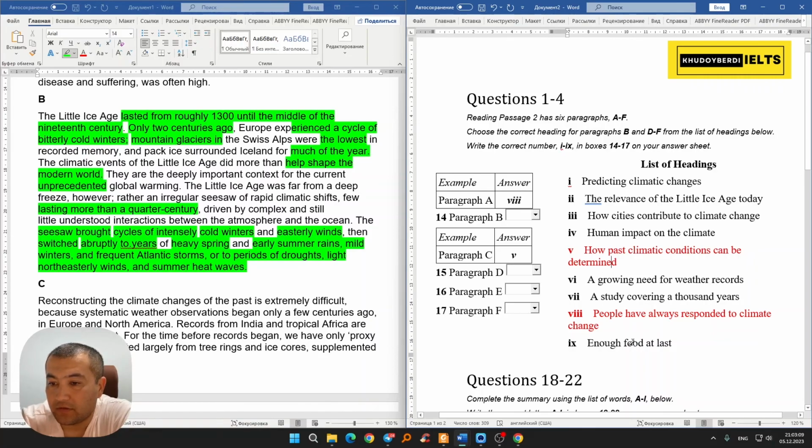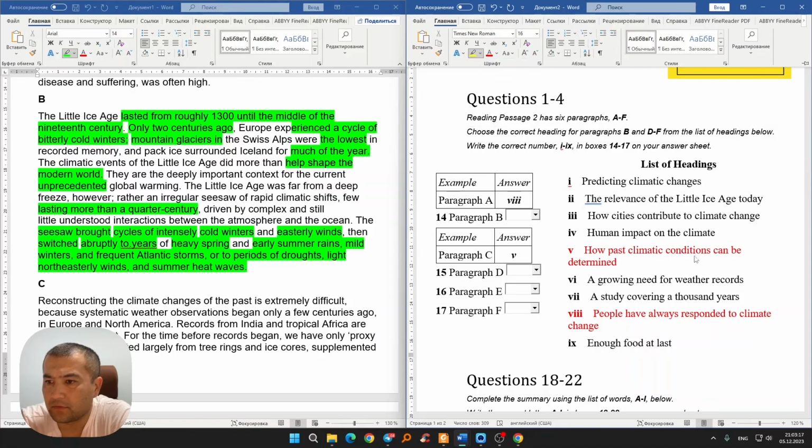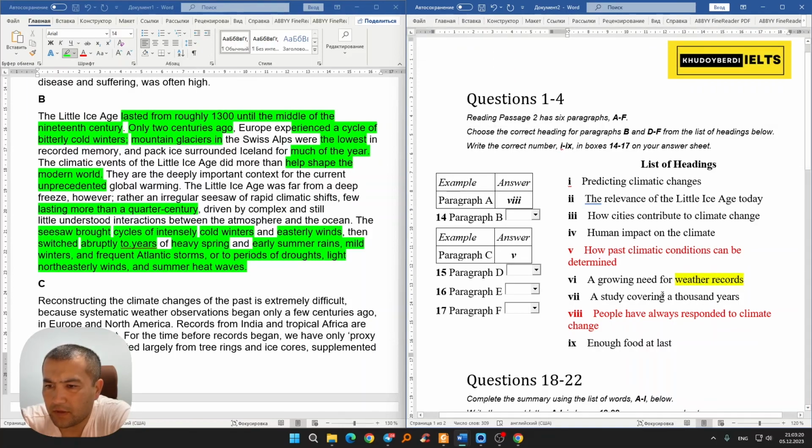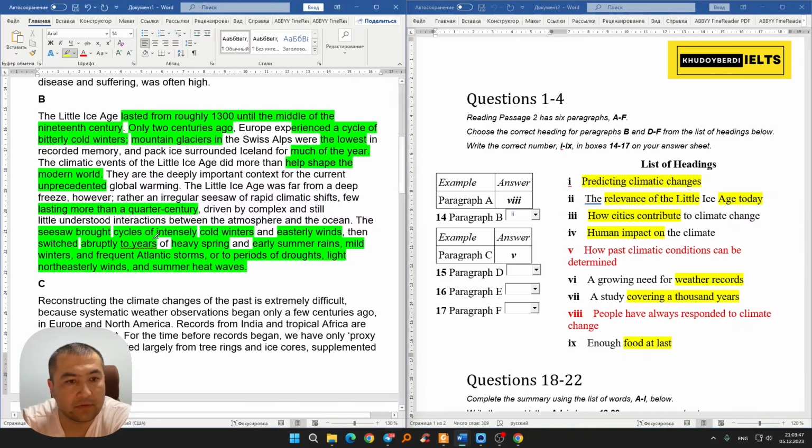It's not about food, it's not about 1,000 years, and not about weather records. So the headings are: no weather records covering 1,000 years, food loss, human impact, city contribution, relevance today, and predicting changes. Out of these headings, only number two somehow can look like it, because we had this here.